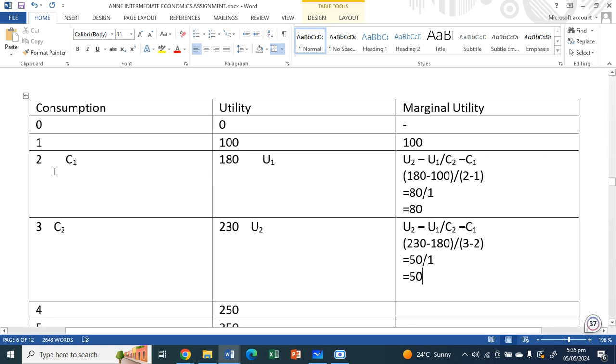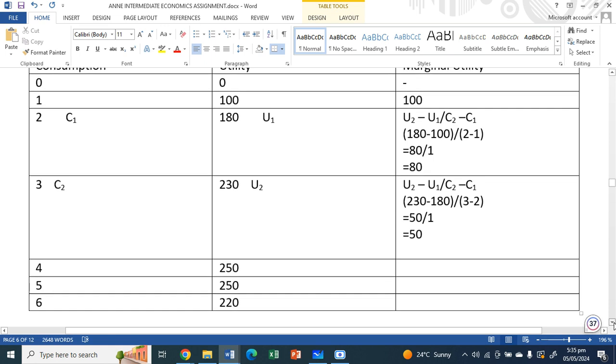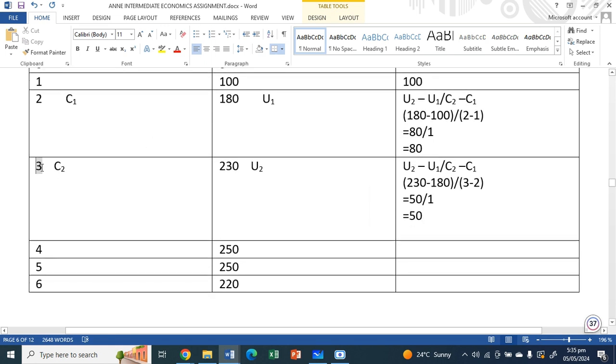So when we increase consumption from 2 units to 3 units, our utility increases from 180 UTUs to 230 UTUs, which translates to an additional satisfaction of 50 UTUs. Okay, when you increase consumption from 2 units to 3 units, the additional satisfaction you get is 50 UTUs. Okay, so now we are increasing consumption from 3 units to 4 units.